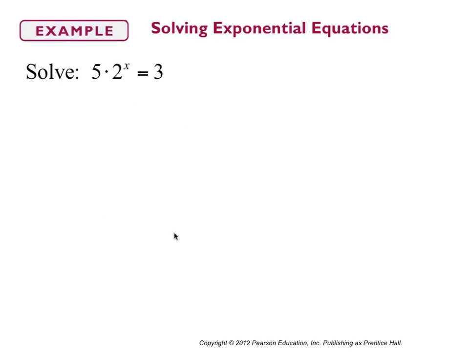All right, now let's take a look at this one here. So we have 5 times 2 to the x power equals 3. So what we need to do is get this exponent part by itself. So first we need to divide both sides by 5 so that our 2 to the x is all alone. So we get 2 to the x power equals 3/5. And then again we take natural log or log of both sides so that we're able to move x out of our exponent.